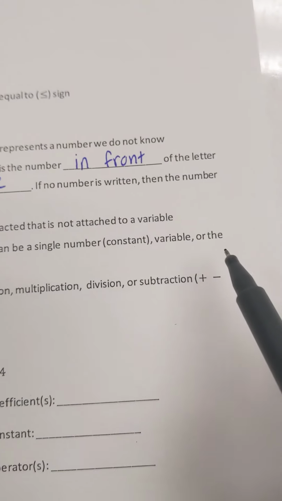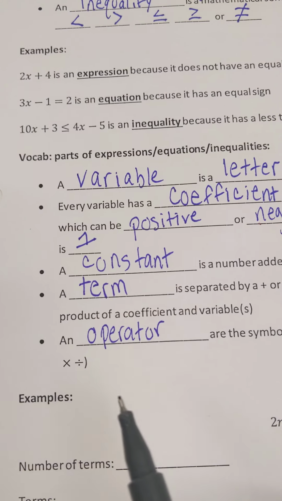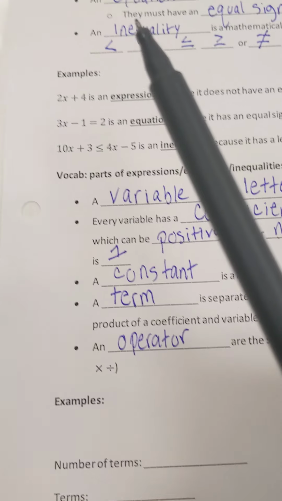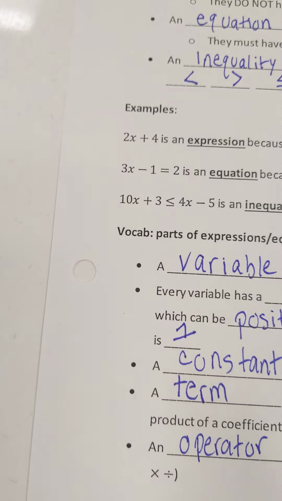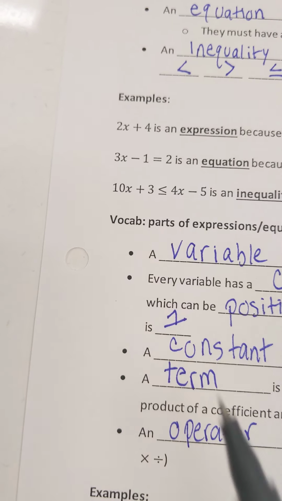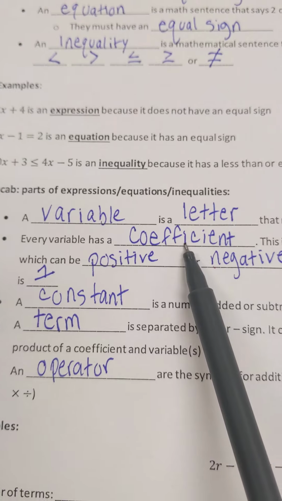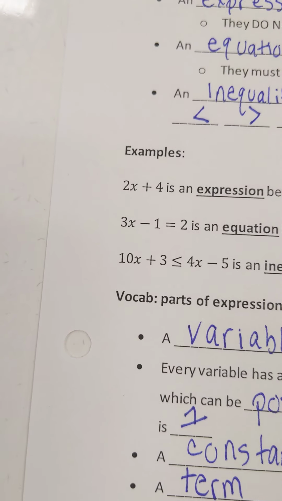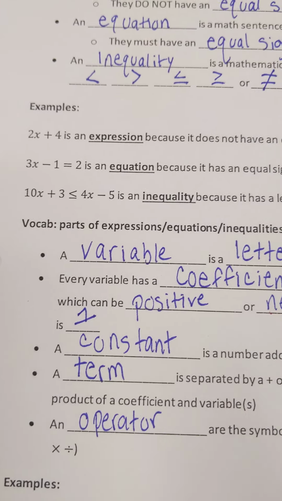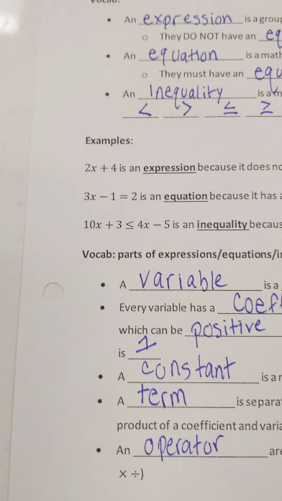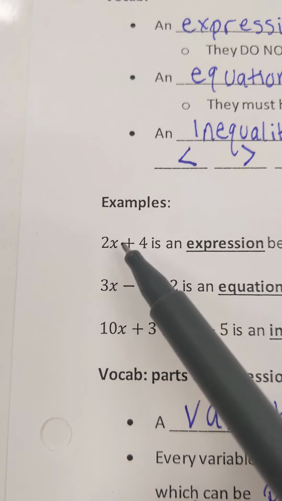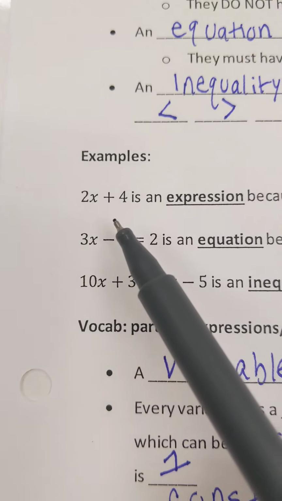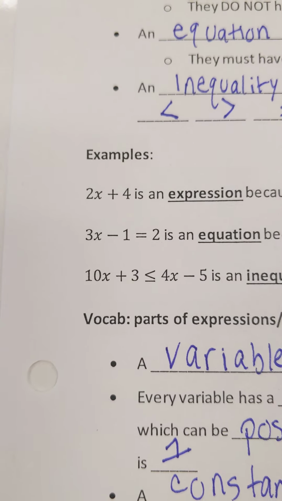So the plus sign is an operator. The minus sign is an operator. The times sign and the division sign, those are operators. So the variable is your letter. So like right up here, this is a variable, x. This is a variable, x. The coefficient is the number in front of it. So I have 2x, x is my variable, 2 is the coefficient. The constant is the number that's by itself. See how this 4 doesn't have a variable attached to it? That means 4 is a constant. This is minus 1. So negative 1 is my constant.